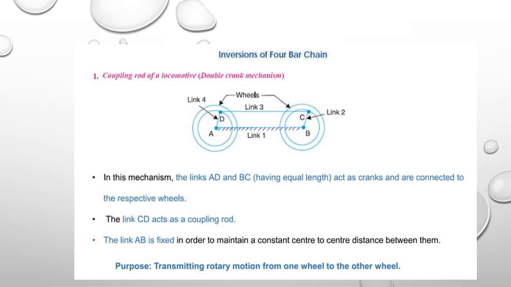The first one is the coupling of locomotive, that is, the double crank mechanism. There the two wheels are applied, with links of equal length, and the actual cranks are connected to the respective wheels. The links ABCD with the coupling rod, and AB will be fixed for the center to center distance between them. The purpose is to move one wheel from the other wheel.